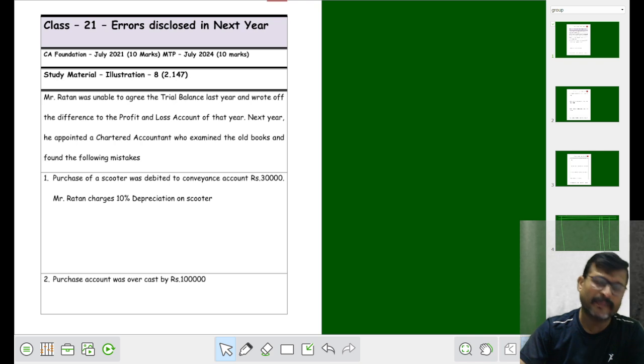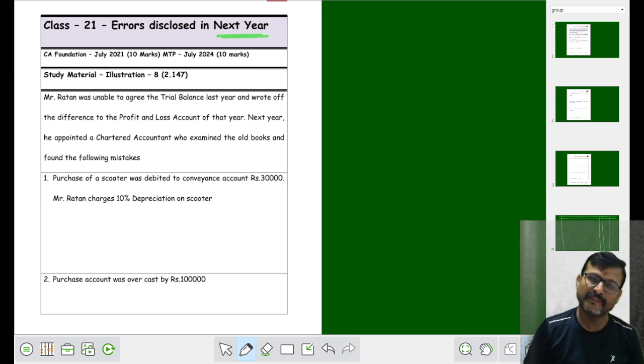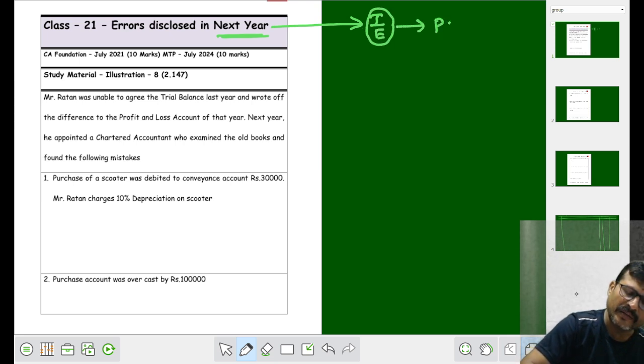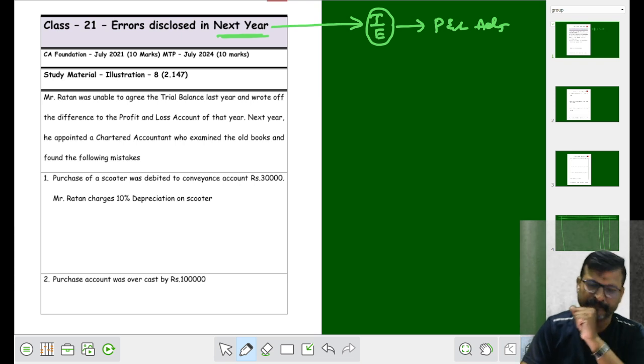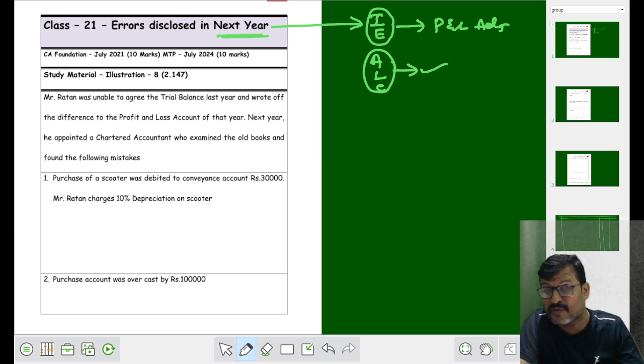We have almost completed class 20 of the rectification of errors, and almost 3 to 4 problems when the errors are disclosed in the next year. As from the earlier classes, you know that when the errors are disclosed in the next year, in the place of income, in the place of expenses, we have to use what? We have to use P&L adjustment account. But P&L adjustment account should not be used in case of asset, liabilities and capital. Keep these things as it is. Am I right, my dear students?